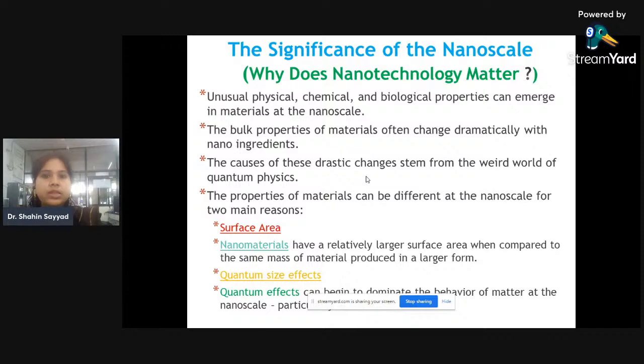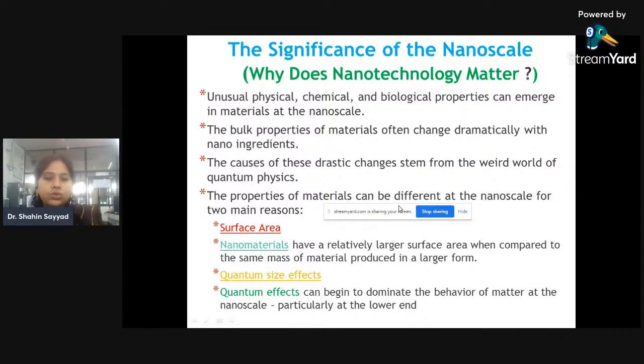And this makes the change in the properties from macro to nanoscale. Another effect is the quantum size effect. Quantum size effect begins to dominate the behavior of matter at the nanoscale, particularly at the lower end. It will not play a very important role at the macro level, but it plays a very important role at the nano level.